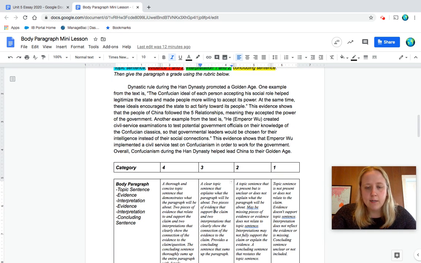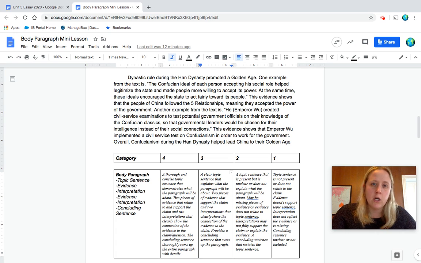And then a 3, a little less detailed, a little less thorough. A 2, then we're getting a little more unclear, right? So maybe evidence isn't direct or it's missing. Maybe the interpretations don't connect back to the claim. A 1, that would be a really weak paragraph, right? Not relating to the claim, evidence is not supportive, interpretation doesn't reflect the evidence, concluding sentence is unclear.